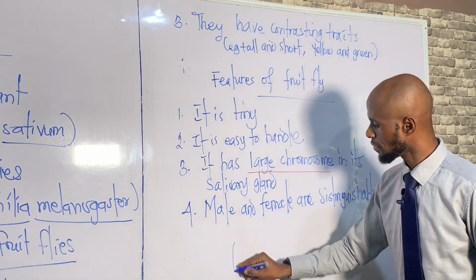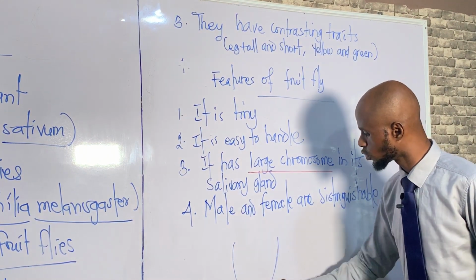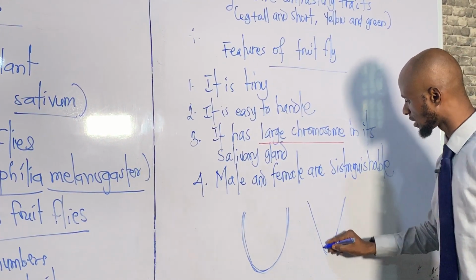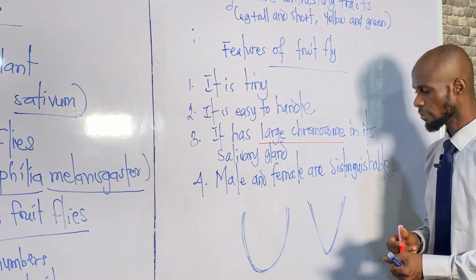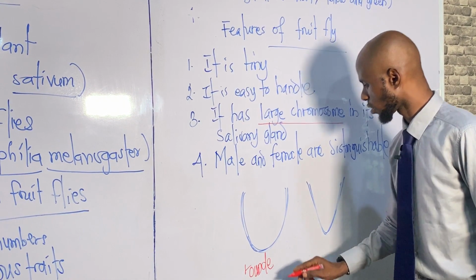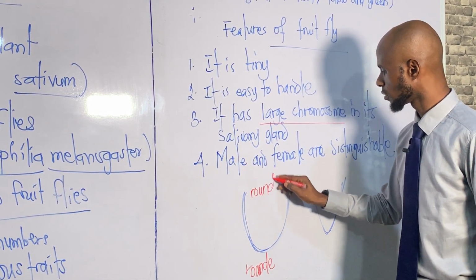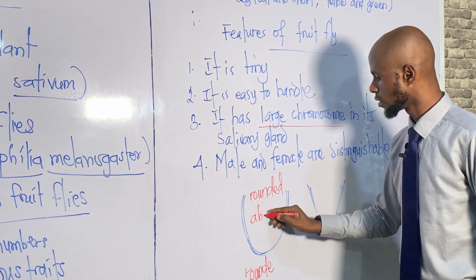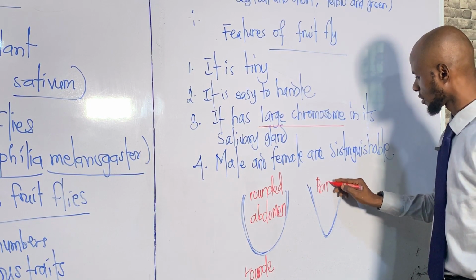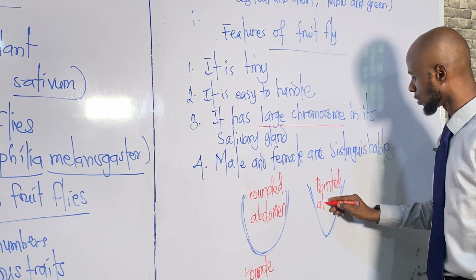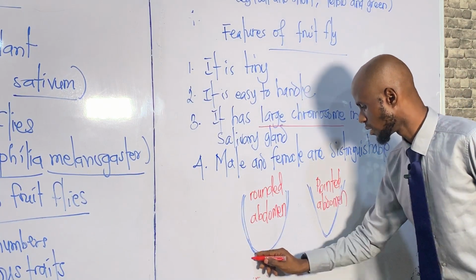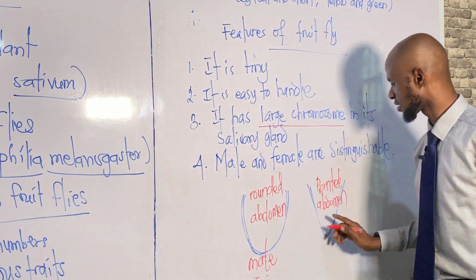For example, the male has a rounded abdomen. This is the male, and the female has the pointed abdomen. Look at it. The male has the rounded abdomen. That's the male. And the female has the pointed abdomen. So we can say that this is the male rounded, and this is the female pointed.